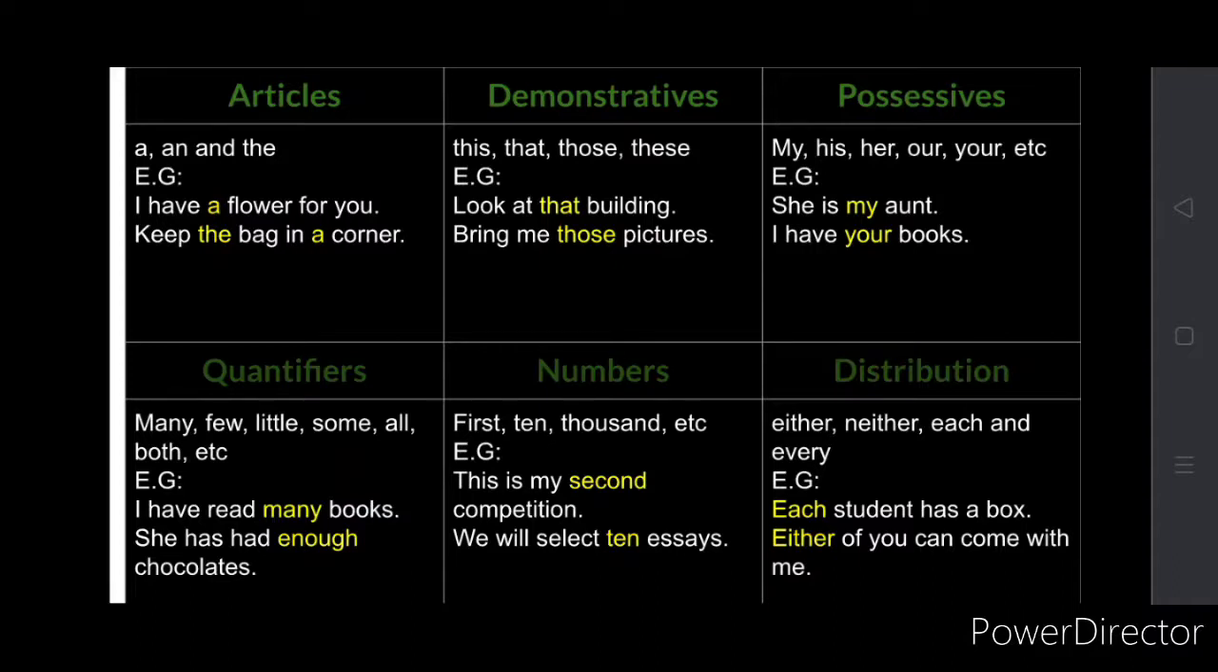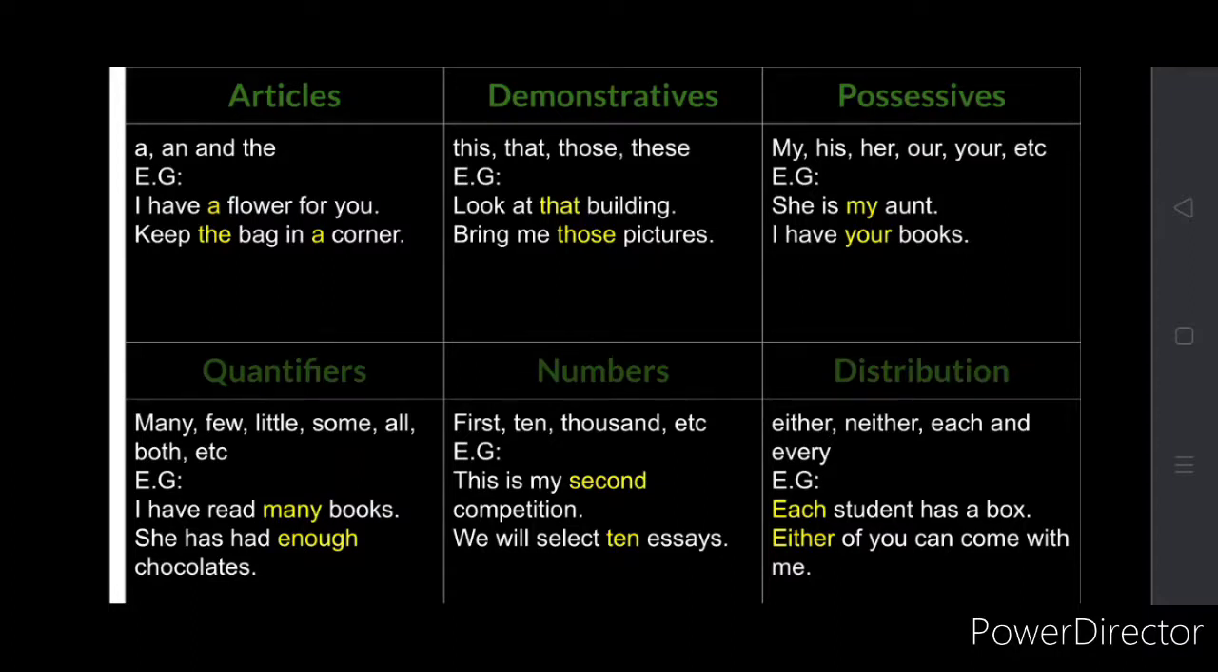Now the next is numbers. Numbers are also part of determiners, like first, 10, 1000, etc. So this is my second competition. Competition is the noun and second is the number which tells you about the competition. And then we will select 10 essays.